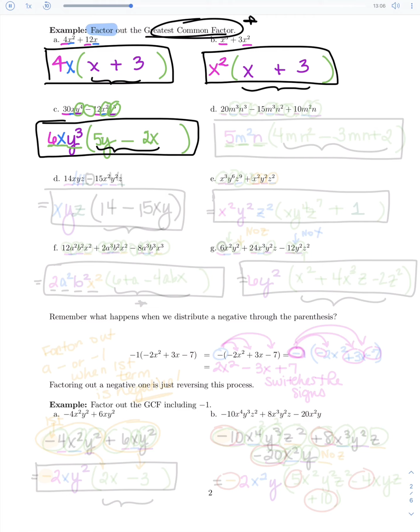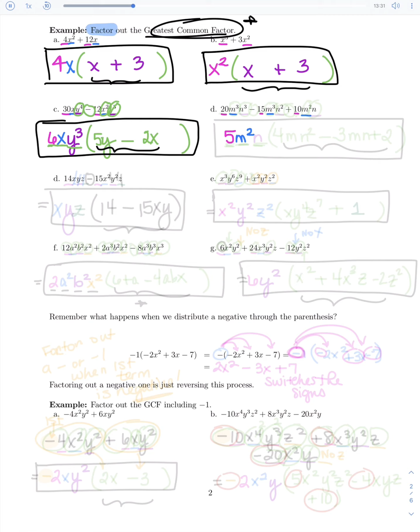Let's try another one. Let's look at D. Let's look at the numbers first. We have a 20, a 15, and a 10. They're all divisible by 5, so I can factor out a 5. Okay, now let's look at the m's. M cubed, m squared. So all 3 of these terms have at least 2 m's, so I can pull out an m squared.